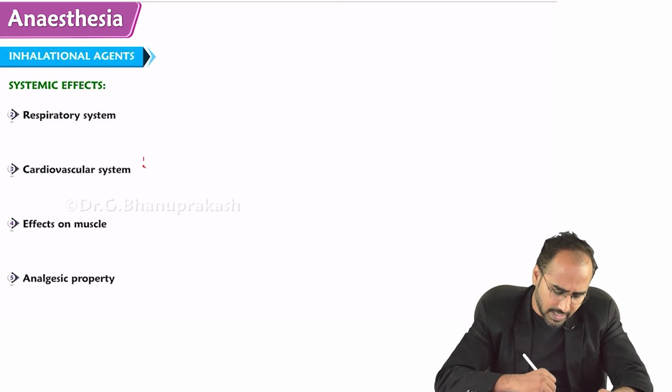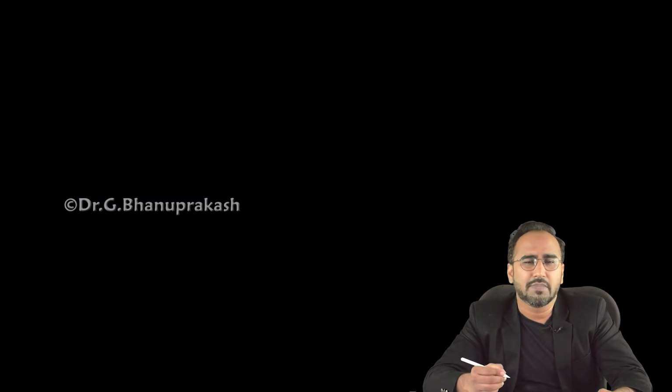Right? So next is the CVS guys. Next is the cardiovascular system. We'll write the cardiovascular system over here on this slide. What will the inhalational agents do to the cardiovascular system? If you go with the summary, which is a commonly used inhalational agent? ISO. But why are other inhalational agents avoided?